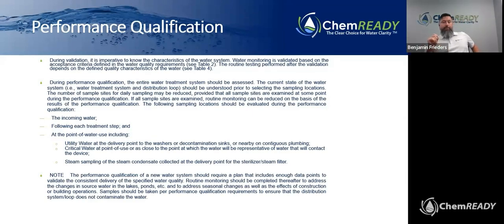So during the performance qualification, it says the entire water treatment system should be assessed. It should be understood prior to selecting the sampling locations, and the number of sample sites for daily sampling may be reduced, providing that all sample sites are examined at some point during the performance qualification. What this means from a location standpoint is that the incoming water should be tested following each treatment step and at each point of use, including utility water at each point of use and the critical water, and to include the steam sampling. Your eyes are probably pretty big right now and you're saying, how do I do this?